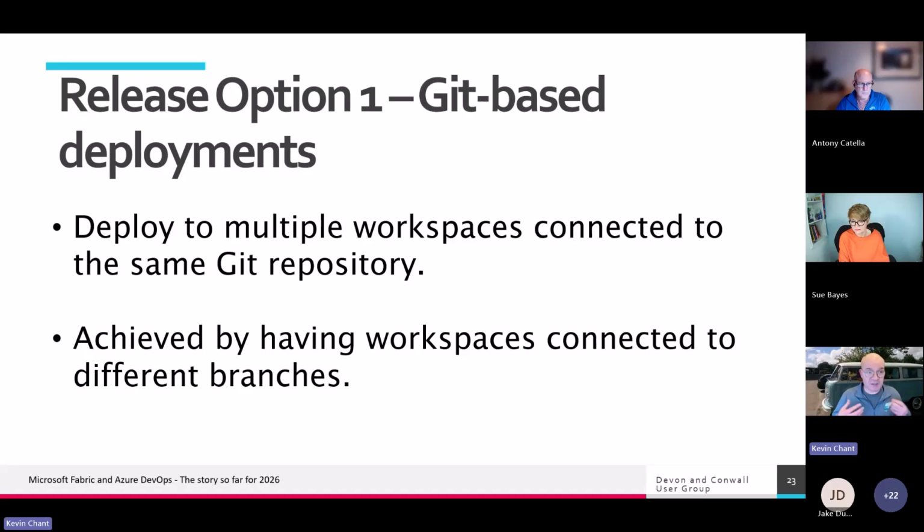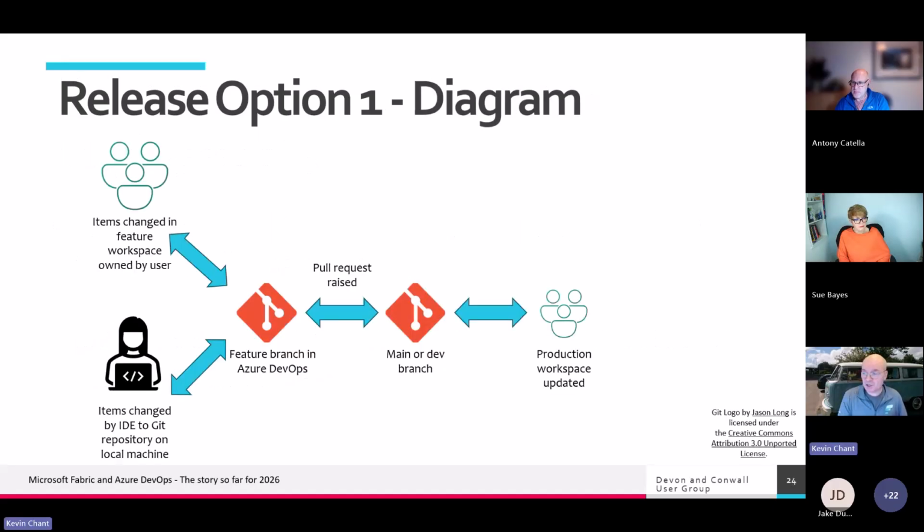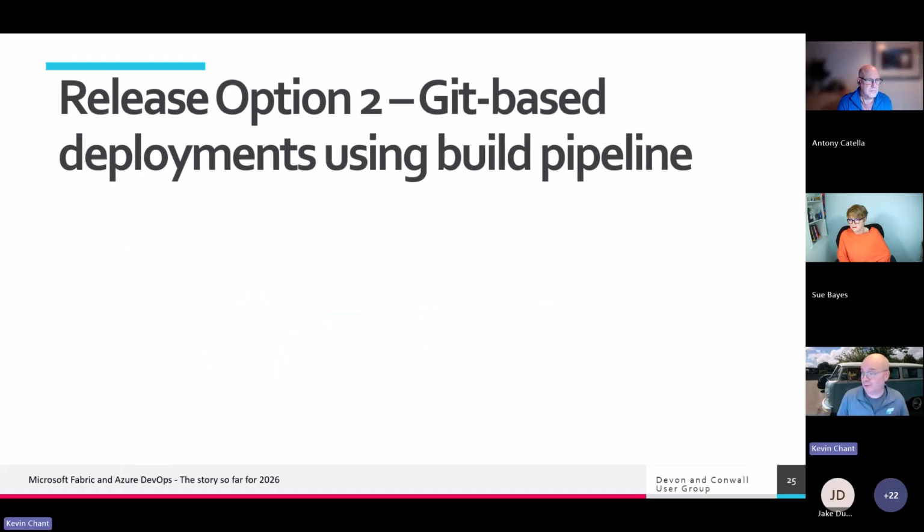So the idea is that you have different branches in your Git repository, and each of those branches is connected to a different workspace. Like I showed you earlier in Git integration, I had a workspace connected to a dev branch, could have another workspace connected to a test branch, and another connected to a prod branch. Now, here's a diagram to help you visualize this. As you can see, you've got an update that you do in your feature workspace, and then you just merge on to your next one on. I will show this briefly in the demo.